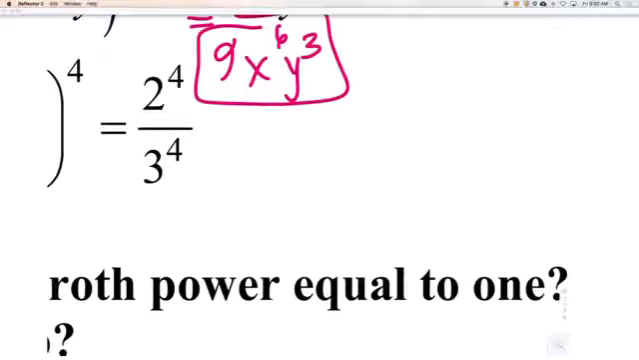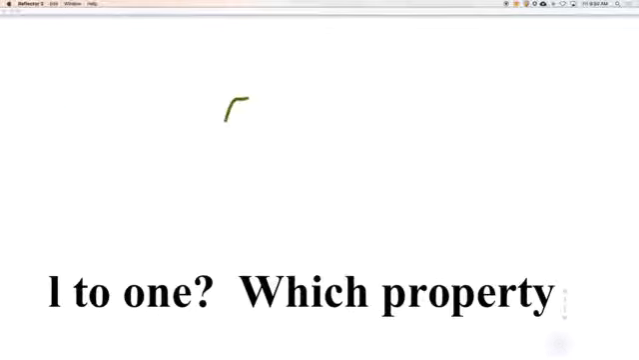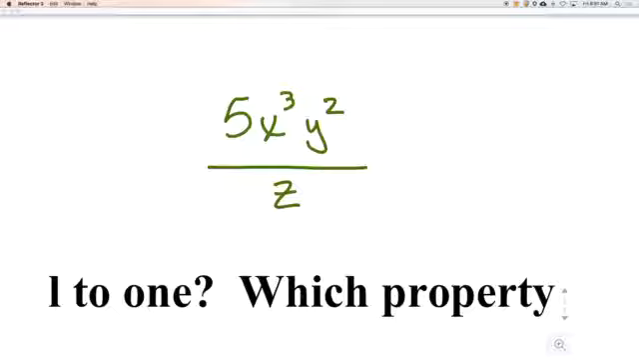So real quickly here, do this one. Do a 5x cubed y squared over z to the 5th, all to the 3rd power. Go ahead and expand that out real quickly. This is using those last 2 rules, a combination of those last 2 rules.